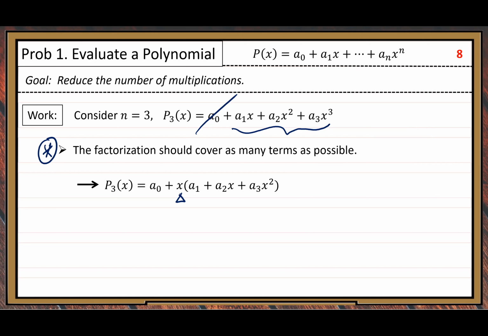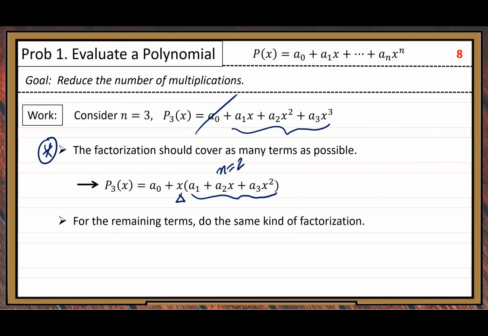Because inside the parenthesis, we have another formula, right? Yes, a quadratic formula. This quadratic formula is similar to our n equals 2 case, right? So can we repeat our factorization from the n equals 2 case inside this parenthesis? Yeah, we can do that.